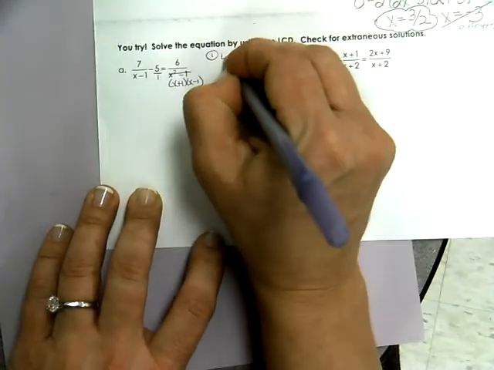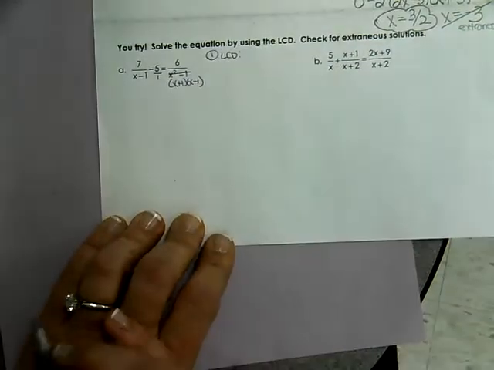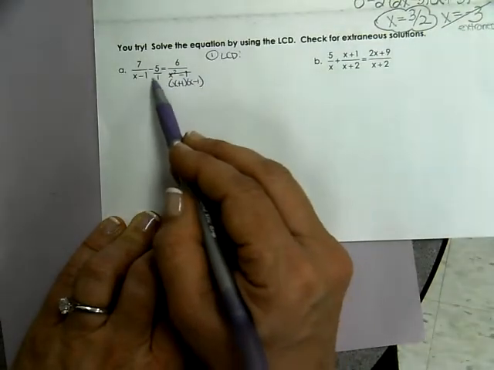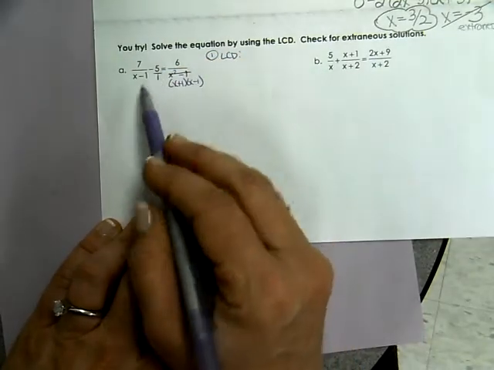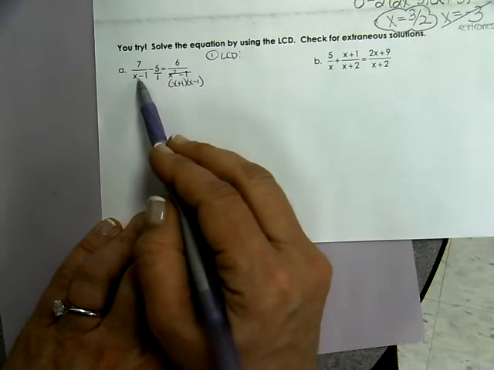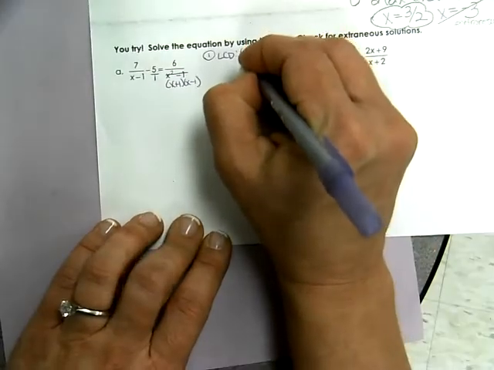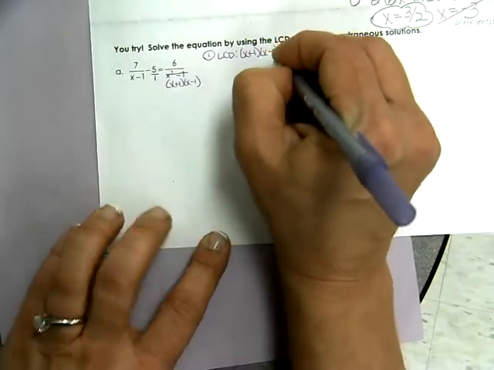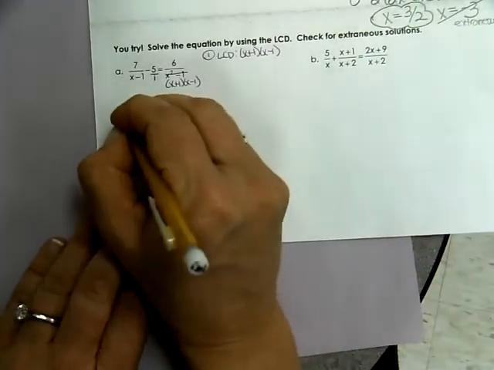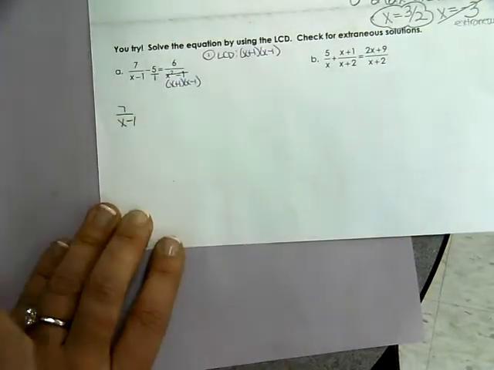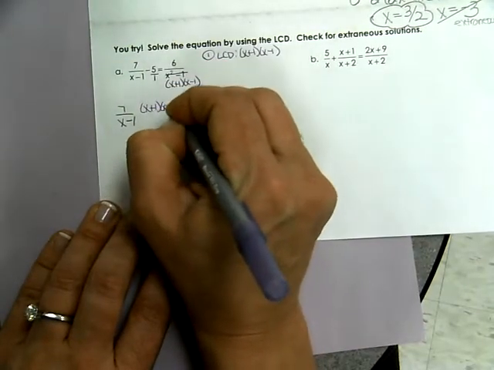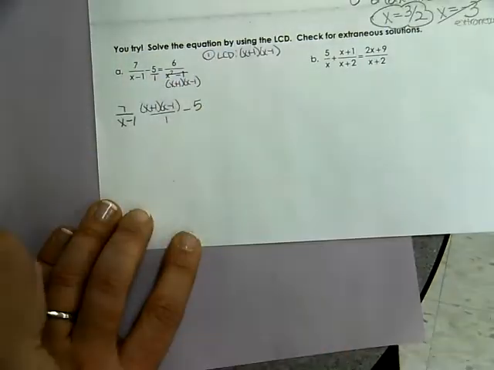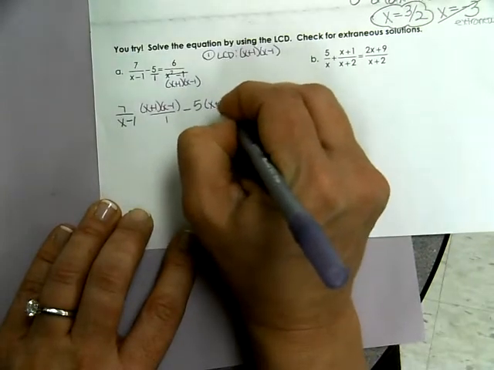So step 1 is to find my least common denominator. And the only numbers I have are 1 that stands alone, which we don't really need to write because 1's a factor of everything. There are no powers of x. And I have x minus 1 and x plus 1 as part of my LCD. So that's my LCD. Now step 2, because I'm multiplying both sides by the whole LCD, I'm going to write each term times the least common denominator.